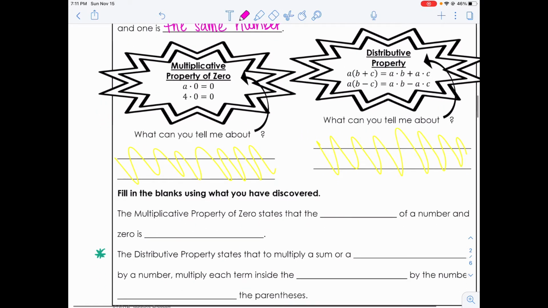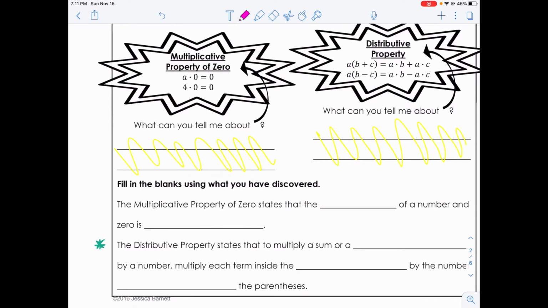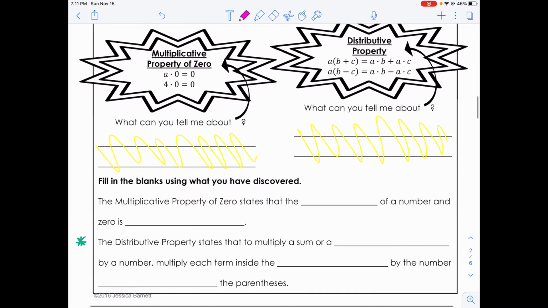Moving down, we have the multiplicative property of 0. The multiplicative property of 0 states that the product, again, that's the answer to a multiplication problem, of a number and 0 is always 0. So it absolutely does not matter what the number is. If I multiply it by 0, I'm always going to get 0. So 4 times 0 is 0. 256 times 0 is 0. 1 billion times 0, still 0.